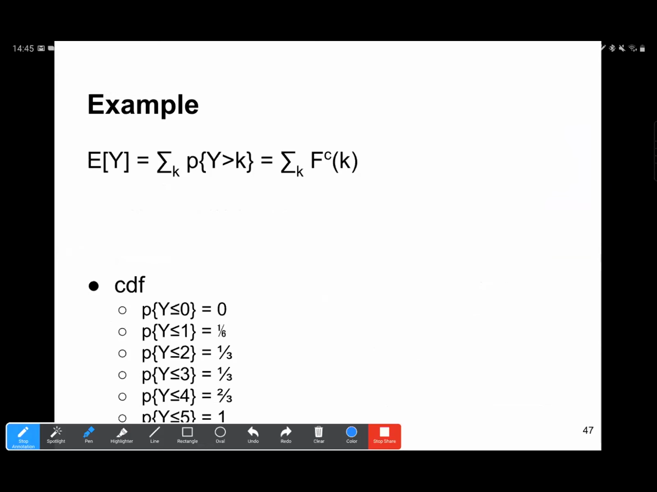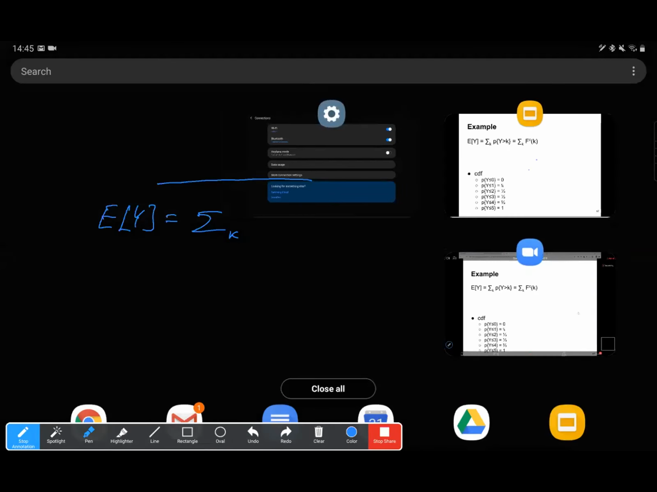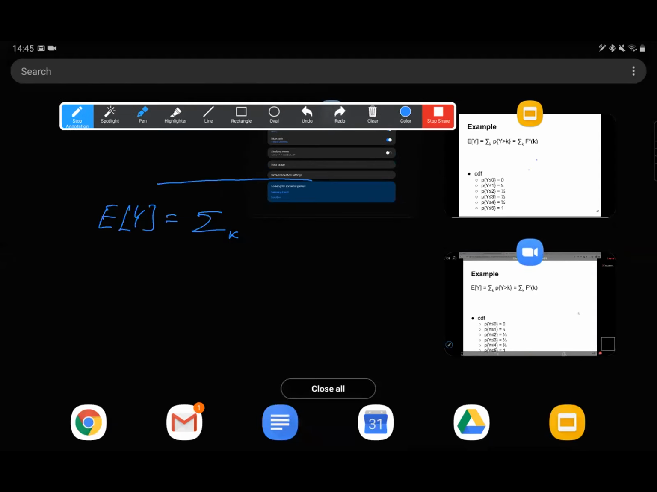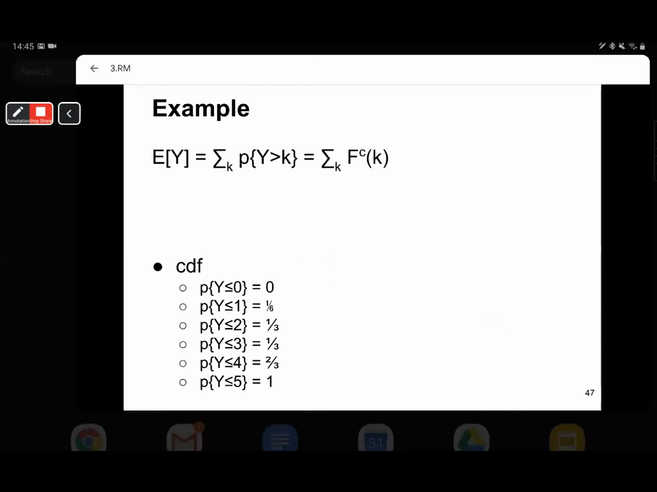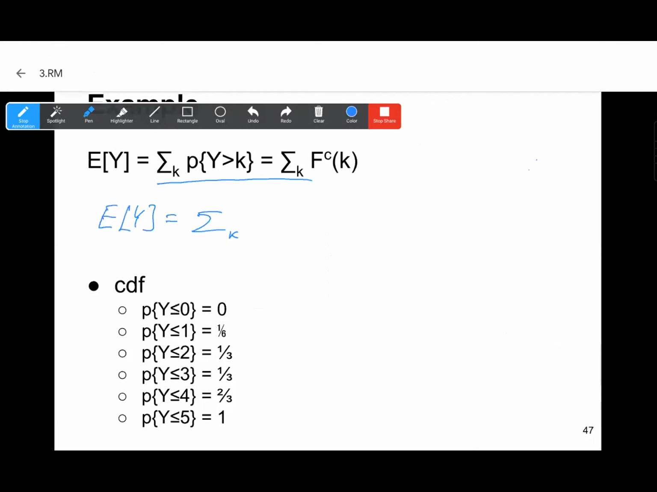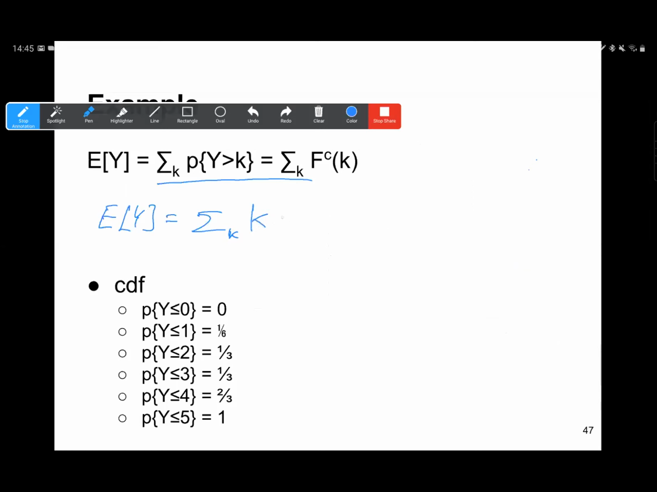You can calculate it by this formula, or you can go by definition. Expected value of the random variable is the sum over all values. I'm trying to move out this annotation dashboard. Yes, so the expected value is the sum over all numbers k, this number times the probability that the random variable is equal to this number. And let's calculate this sum for this random variable.